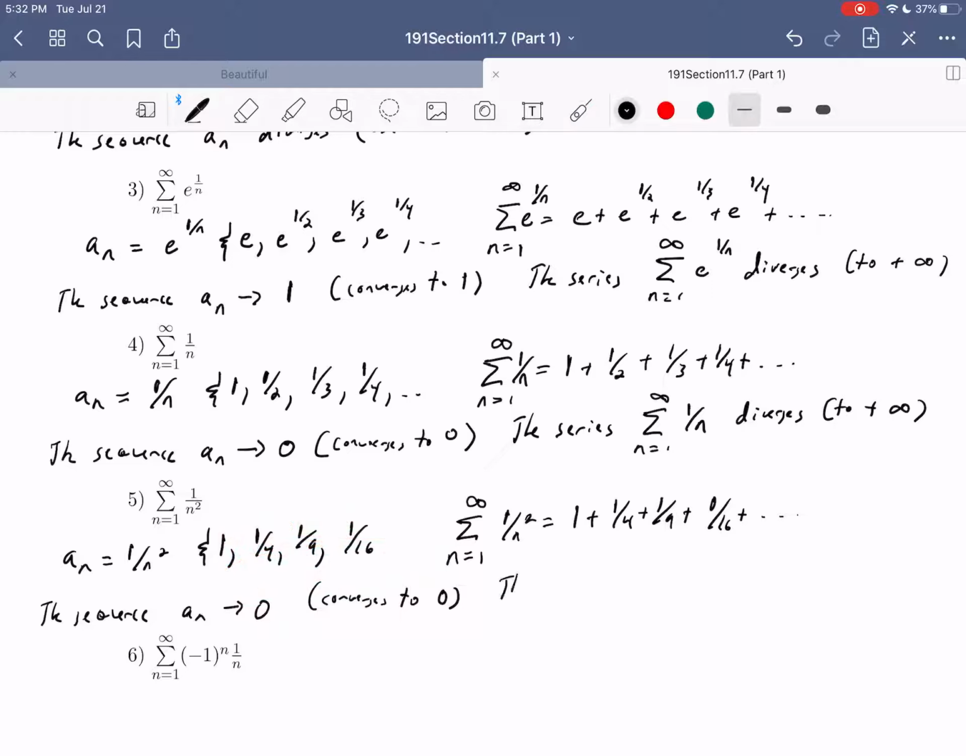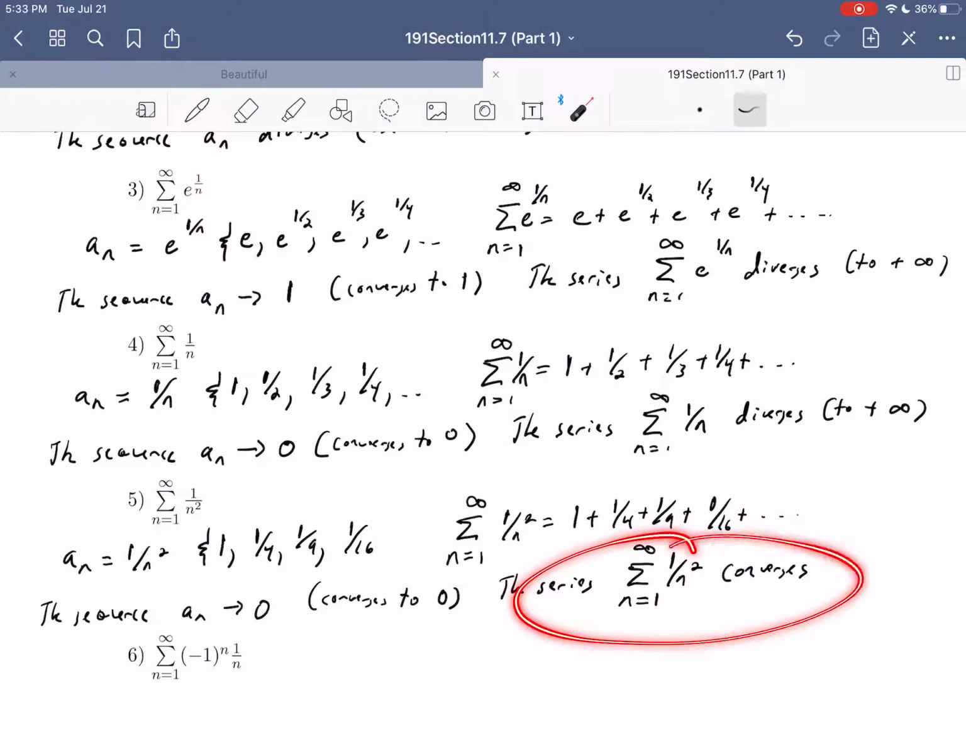But this time, this series, sum n equals 1 to infinity, 1 over n squared, actually converges. Now, with this, again, we did as a p-series. We also proved this using the integral test. We know that that sum, n equals 1 to infinity, 1 over n squared, converges.